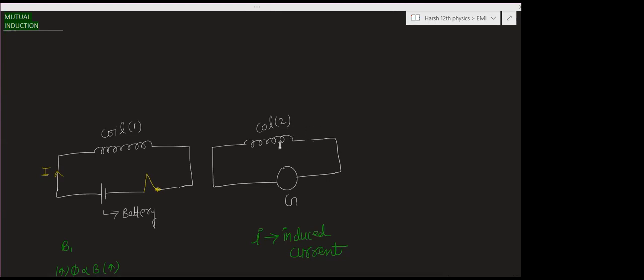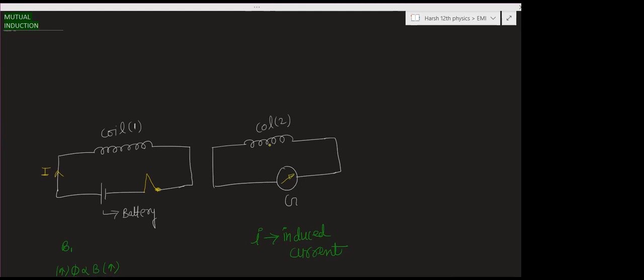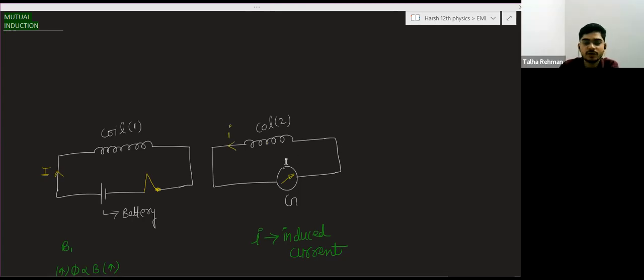There will be an induced EMF in this coil, and due to that induced EMF, there will be an induced current. So there will be some deflection in the galvanometer, and there will be some induced current in the coil too.